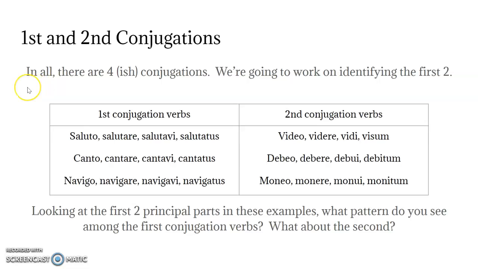So, in total, there are 4-ish conjugations. I say 4-ish for a reason, but we'll get to that later. Today, we're only going to talk about the first two, the first and second conjugation. So here's some examples of first conjugation verbs. Here's some examples of second conjugation verbs. Looking at these first two principal parts, do you see a pattern as to what determines what is a first conjugation verb versus a second conjugation verb?